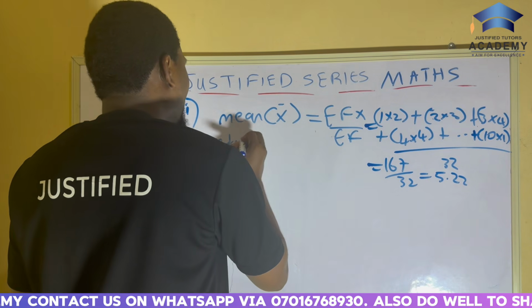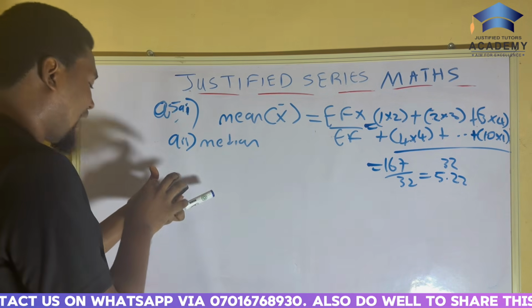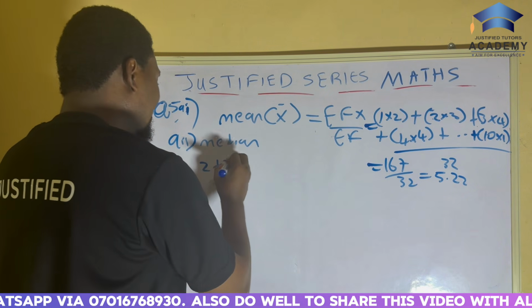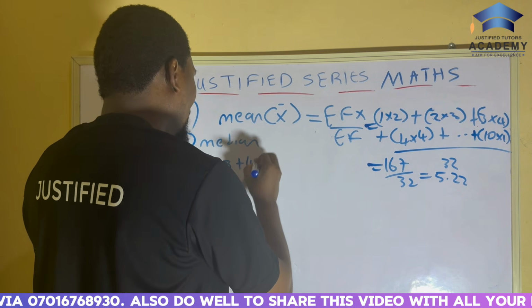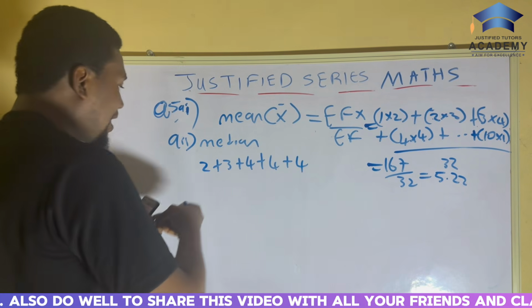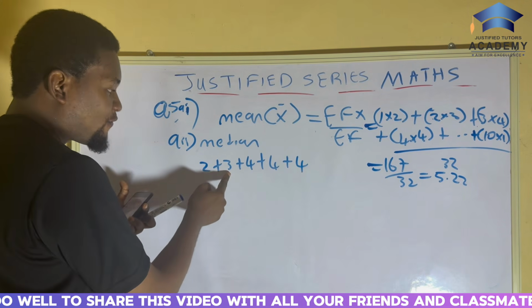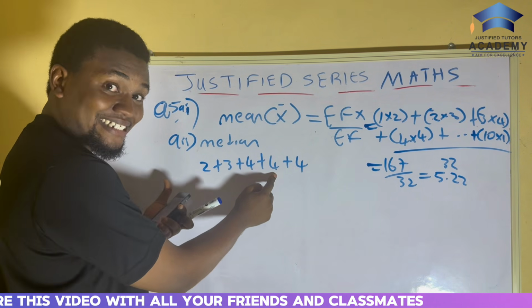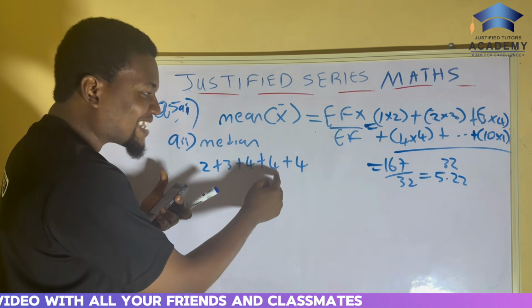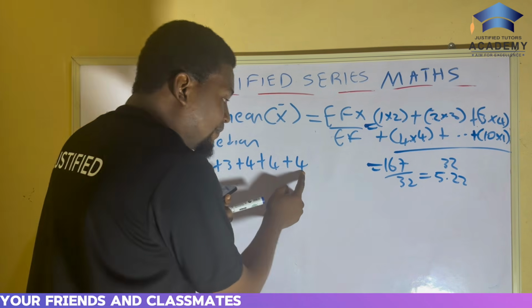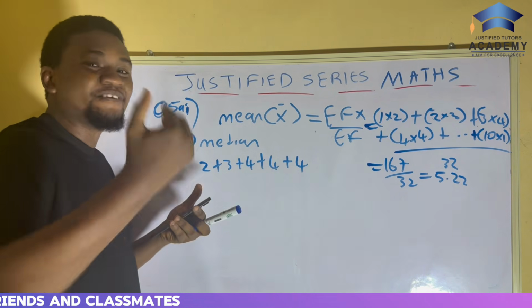Now, look at the table, guys. The first number of students is 2 plus 3 plus 4 plus 4 plus 4. Now, 2 plus 3 is 5, plus 4 is 9, plus 4 is 13. Are you getting me? 13 plus 4 is 17. So, where does 16 fall in?